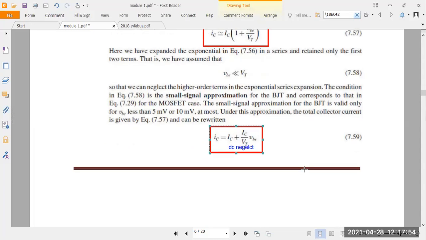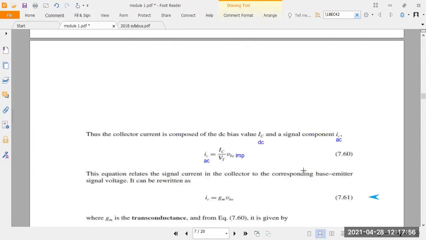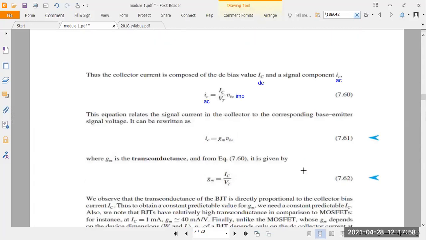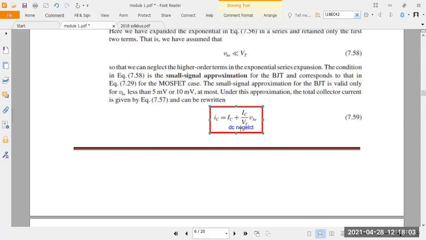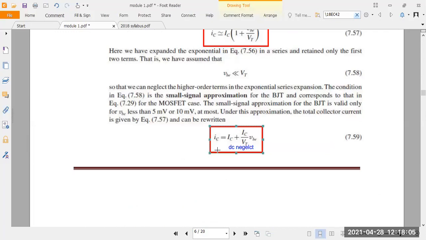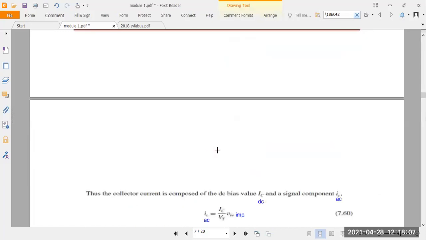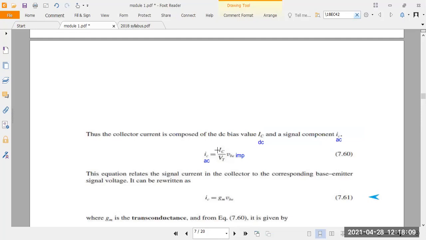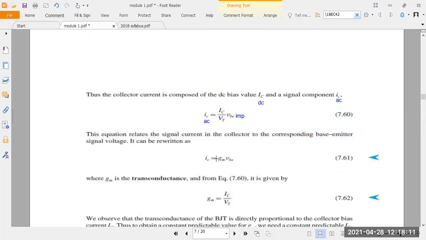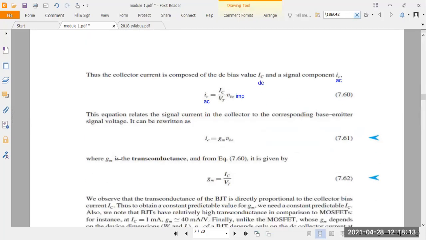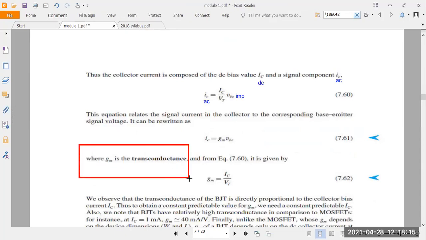Next, we want to go for the transconductance. This is for the current equation for the BJT. Next you take transconductance. Here we need to find out the GM. This is the transconductance. You want to analyze the GM for the BJT for the small signal operation.